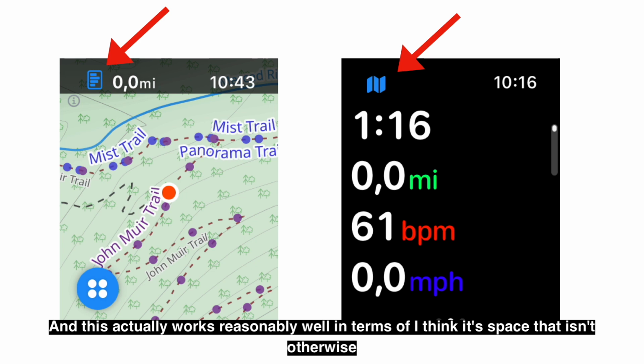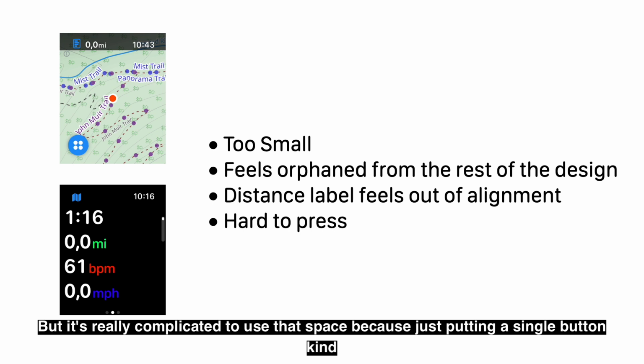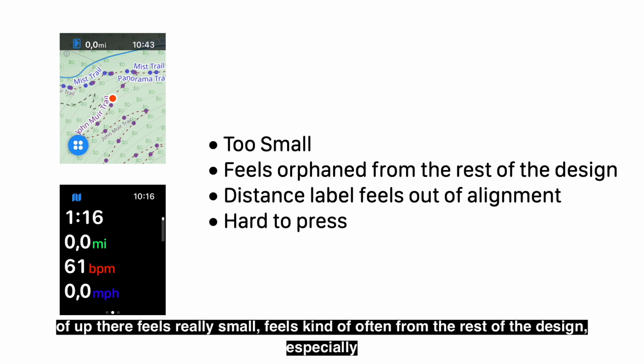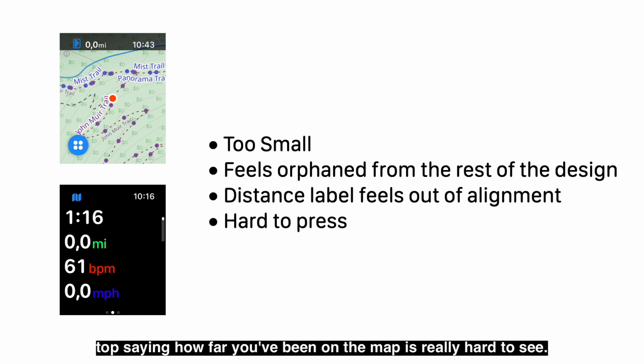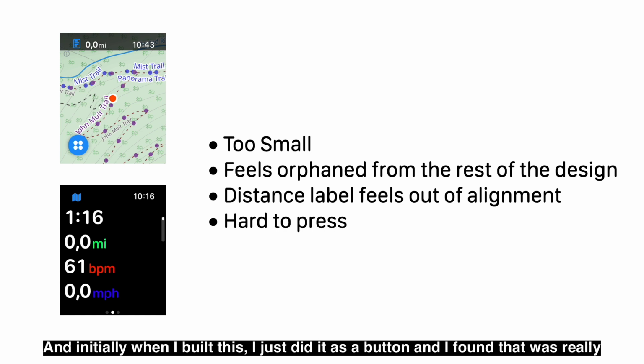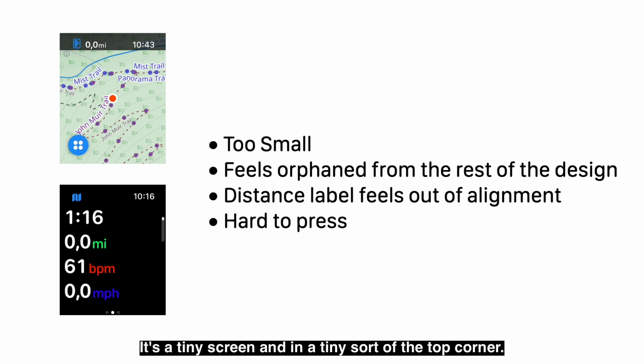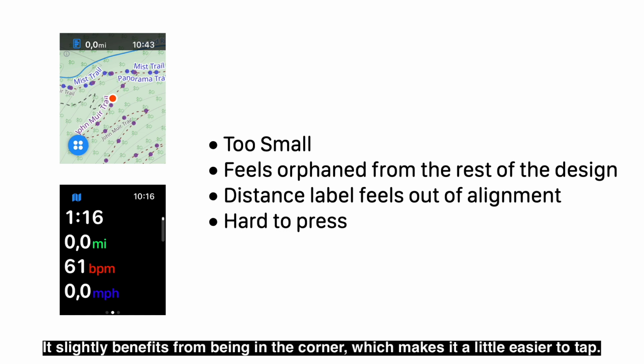And this actually works reasonably well. I think it's space that isn't otherwise used, but it's really complicated to use that space because just putting a single button up there feels really small, feels kind of orphaned from the rest of the design, especially on the metrics view. And the distance label now feels really out of alignment, where I have the text at the top saying how far you've been on the map is really hard to see. And initially when I built this, I just did it as a button, and I found that was really hard to push for obvious reasons. It's a tiny screen and a tiny top corner. It slightly benefits from being in the corner, which makes it a little easier to tap. But overall, this is getting in the right direction, but definitely not quite there.